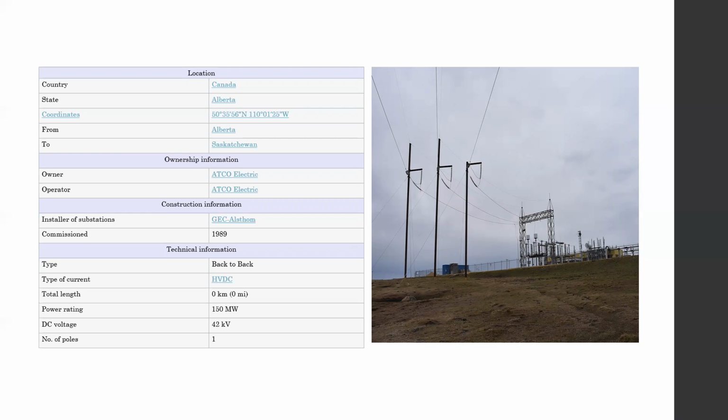It is also considered the first HVDC station to use a three-phase four-winding converter transformer. The transformers are connected at 138 kV on the Alberta side and 230 kV on the Saskatchewan side. The number of poles used in this link is only 1.